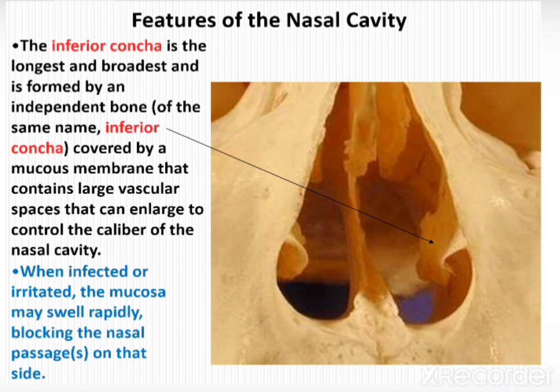The inferior concha is the longest. This is the inferior concha. It is the longest and broadest among all the conchae, and it is formed by an independent bone. It is covered by a mucous membrane that contains large vascular spaces that can enlarge to control the caliber of the nasal cavity. When it is infected or irritated, the mucosa may swell rapidly, blocking the nasal passages on that side.